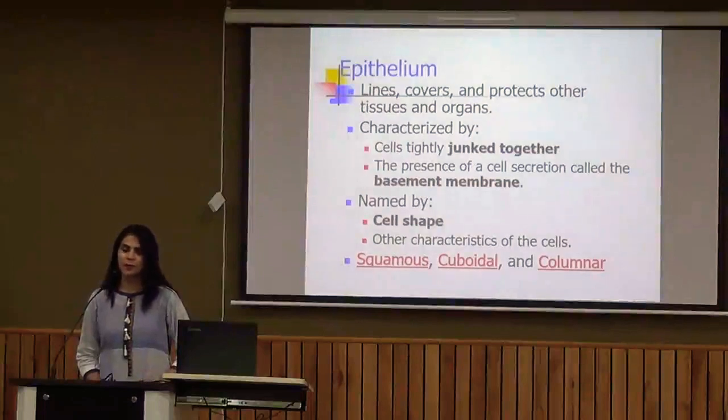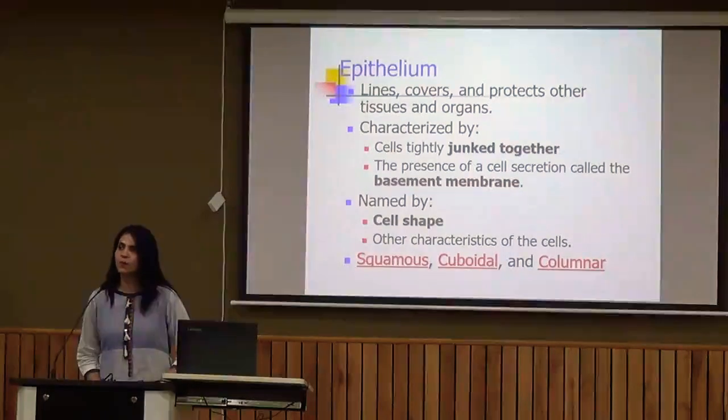Now first of all, we are going to talk about the first kind of animal tissue, that is epithelium tissue. As the term indicates, this particular tissue, it lines, it covers and it protects other tissue and organs. The cells are tightly packed, and we are going to name the different types of cell on the basis of what kind of shape do they have and what are the other characteristics and what is their function or where they are located.